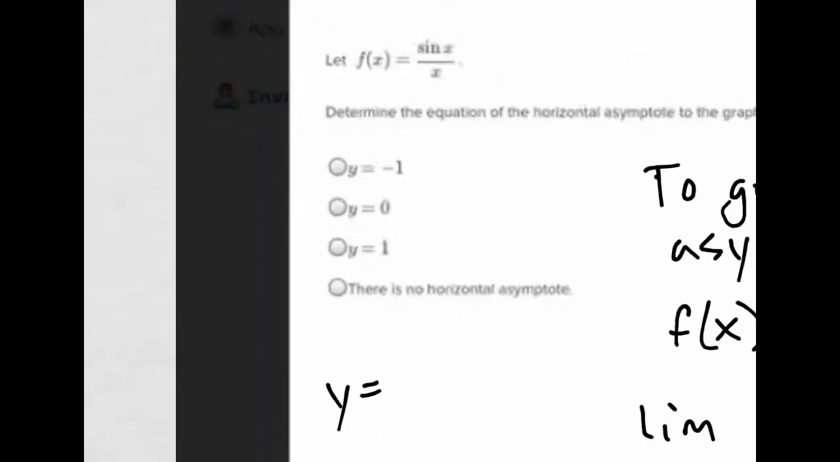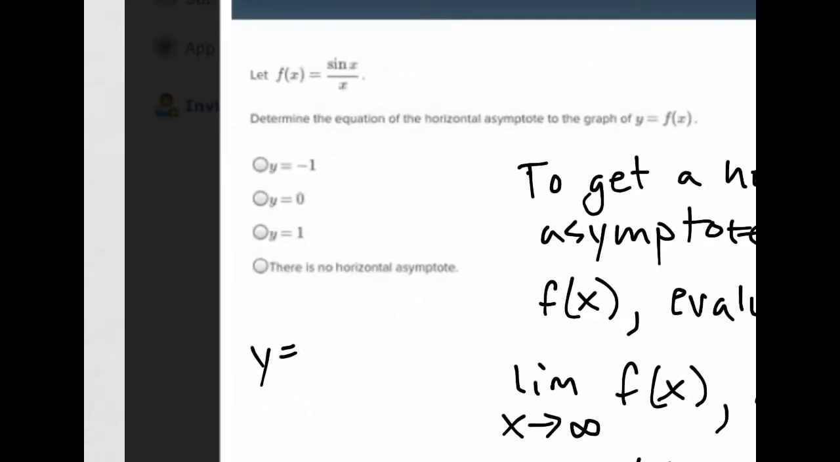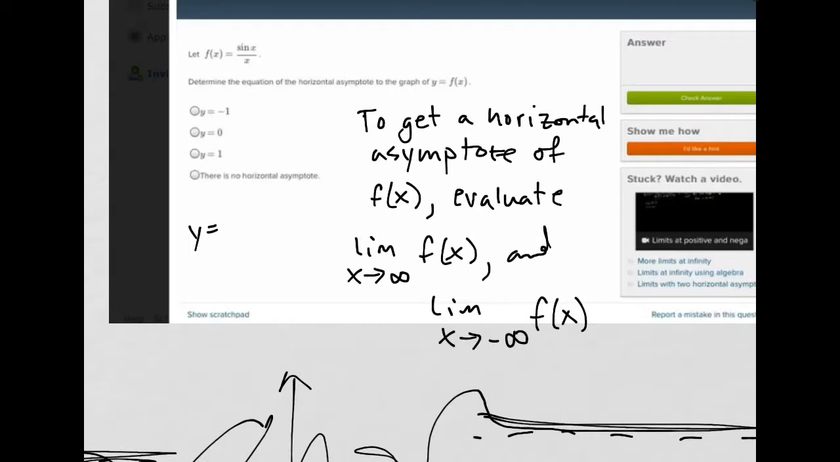So, to find horizontal asymptotes, you take the limits as x approaches infinity. So what we're going to do is take the limit of that as x approaches infinity. This is kind of a tricky one, but I had something like this in the notes. The limit as x approaches infinity of sine of x over x.